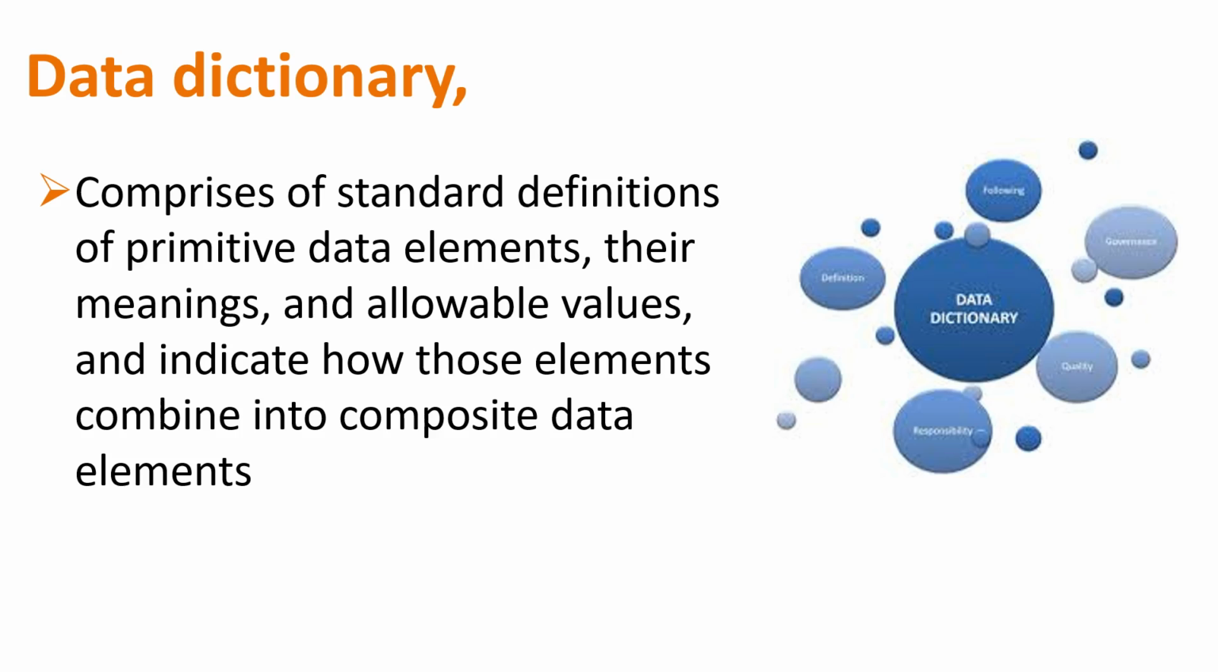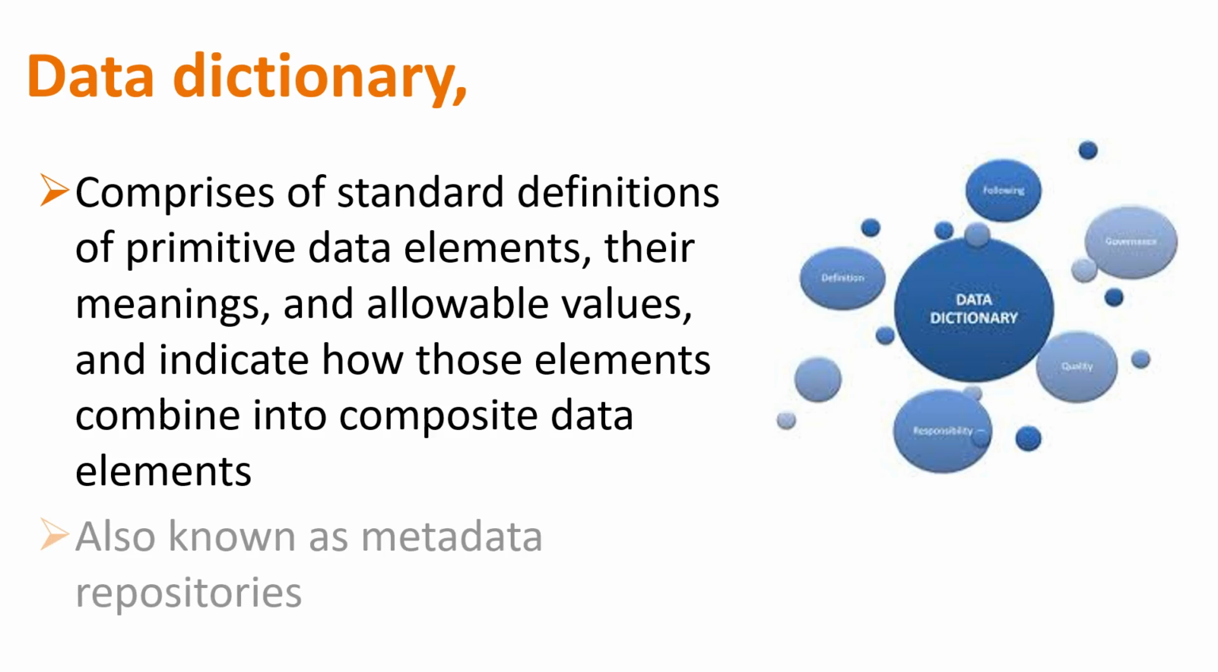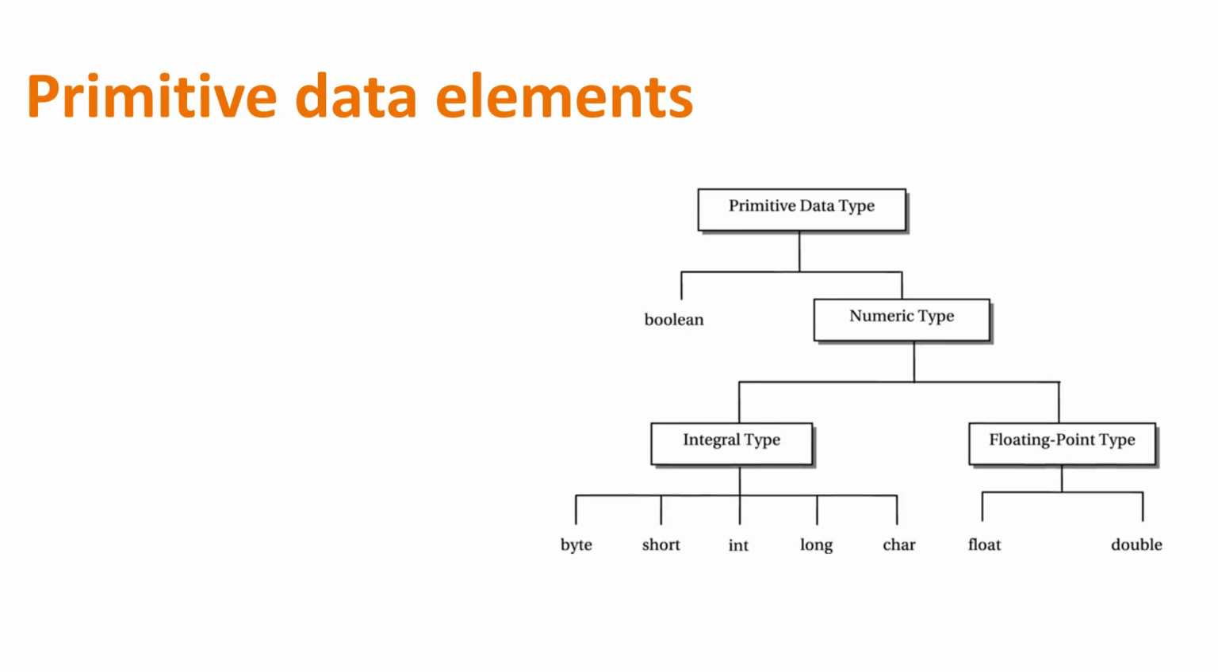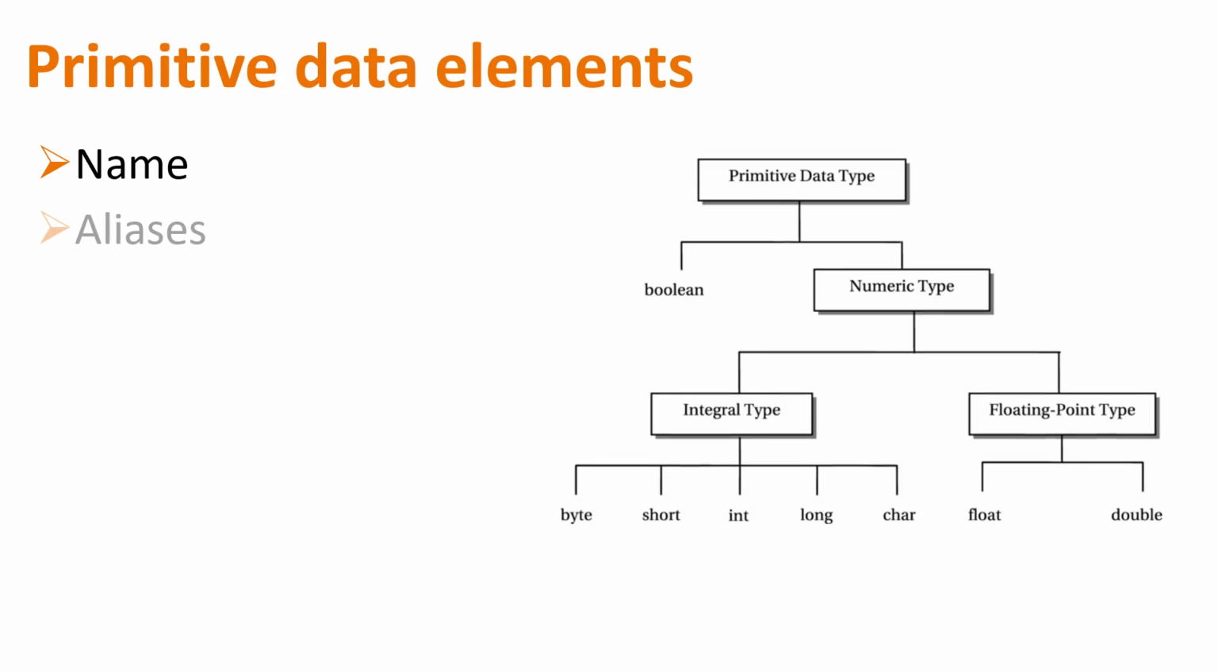It actually starts in the glossary, then goes to a concept, and then starts moving into the data dictionary. So that's kind of the order. It can also be known as a metadata repository. But let's start with primitive. These are the really basic things, your primitive data elements.